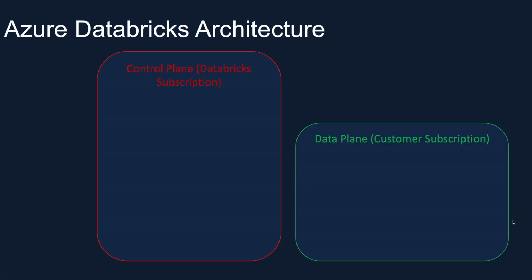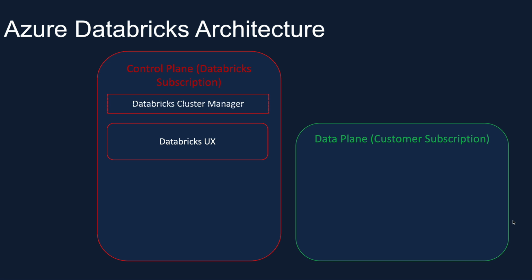data plane. Control plane is located in Databricks' own subscription. This contains the Databricks UX and also the cluster manager. It's also home to the Databricks file system, DBFS, and also metadata about clusters, files mounted, etc. Data plane is located in the customer subscription.